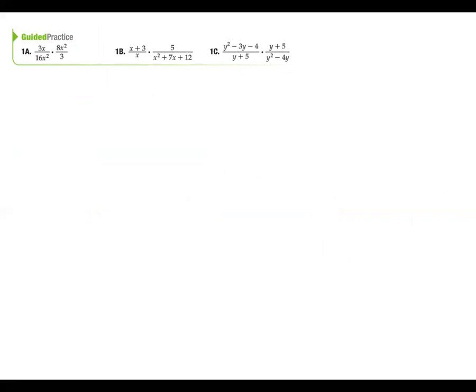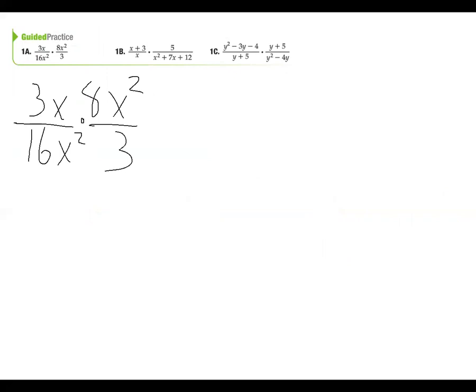All right, we're back. Let me rewrite the first one like that. Now you can cross cancel. Let me do it in red so we can see it. Cross cancel a 3 and a 3, you get 1. An 8 and the 16, you would get 2. These x squareds just straight up cancel out. So you're left with 1 times x times 1 times 1, which is just x, over 2 times 1 times 2, which is just x over 2. Okay.